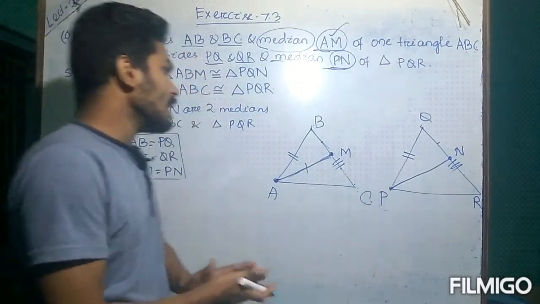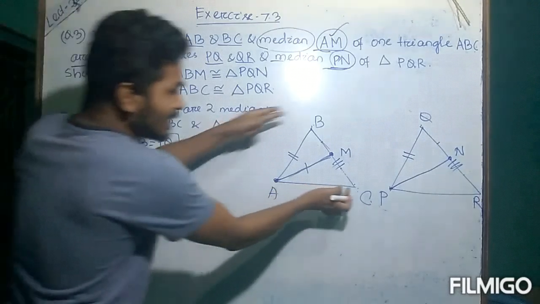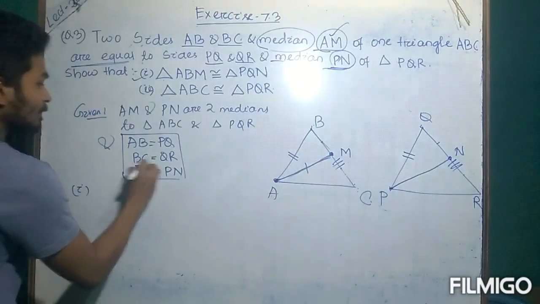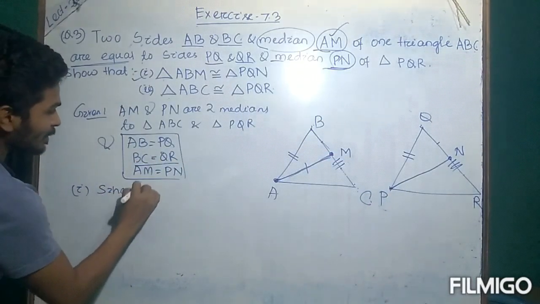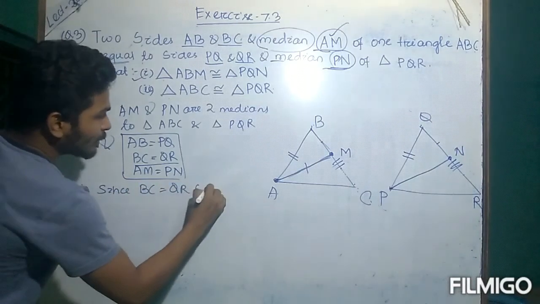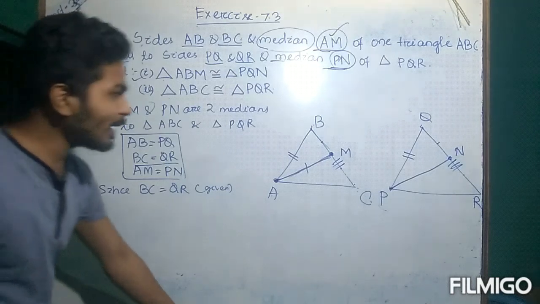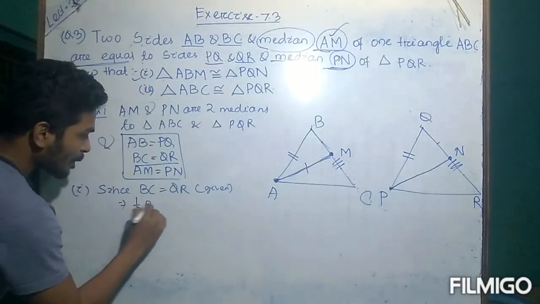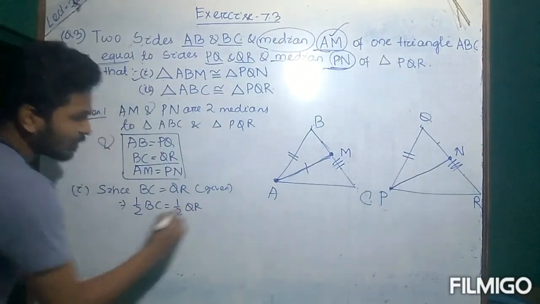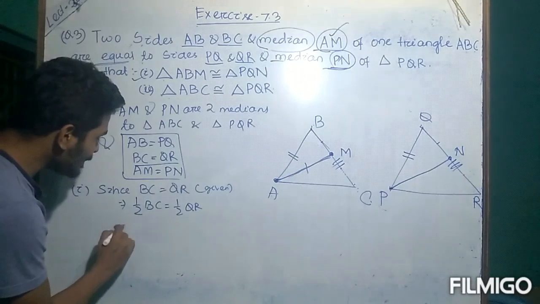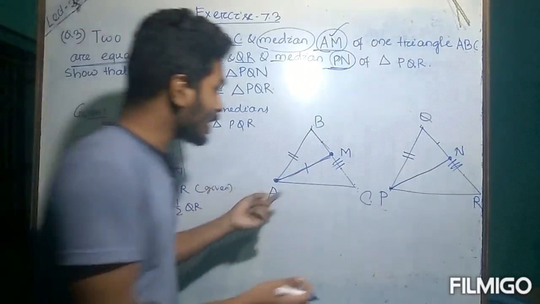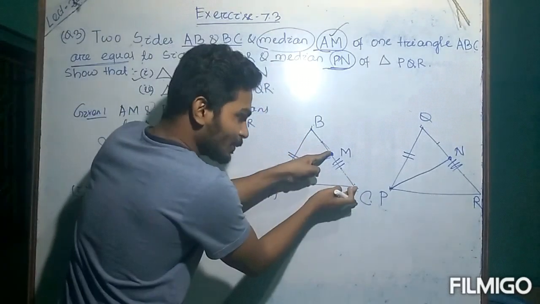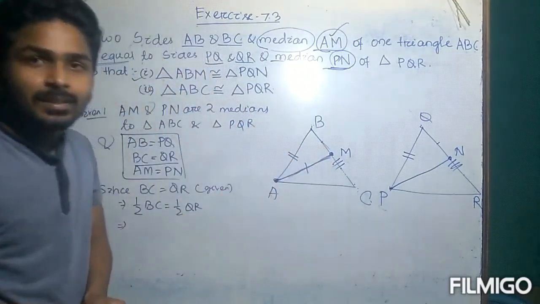Now, since it is given that this distance is equal to this distance, yes, BC is equal to QR, you can write: since BC is equal to QR, because it is given. Now we will make half of it. We will multiply half here and half here. No problem at all. Now what does half of BC mean? The half distance. So this is the full distance. Then half of BC means either you can take this distance or you can take this distance.